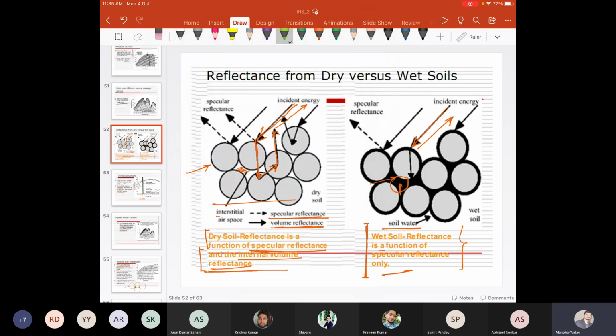So if you see the molecular structure of dry soil, these are the particles, and when these particles are connected together, there are the gaps. You see over here, we call this void, and air is filled. Due to this void, you can expect the internal volume reflectance.